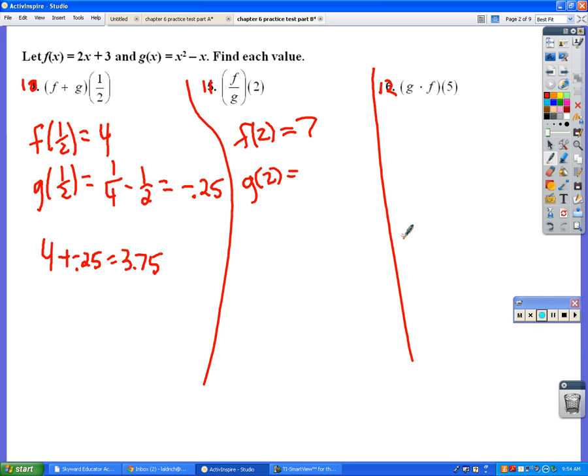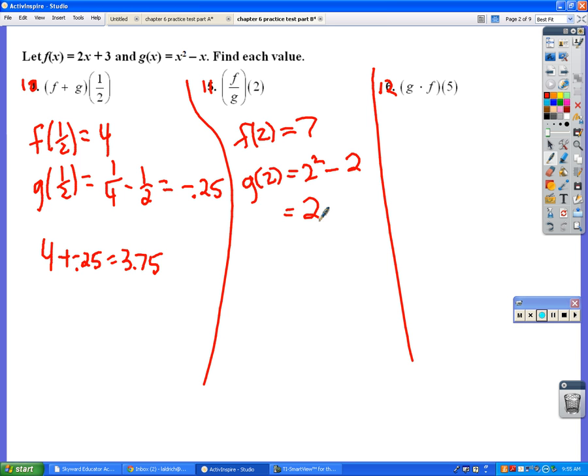Jed, I've got to stick with you till you get it right. What's g of 2? 2 squared minus x. You've got to simplify. I'm plugging 2 in for both of these x's, so it's going to be 2 squared minus 2. What is 2 squared? 4, and 4 minus 2 is 2.